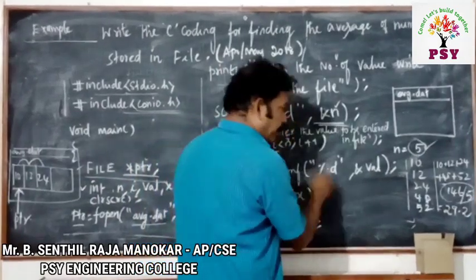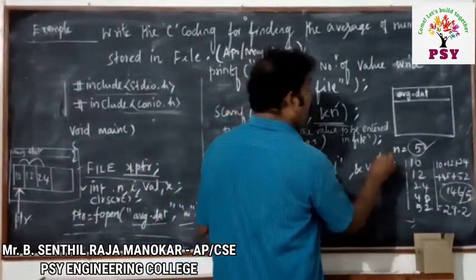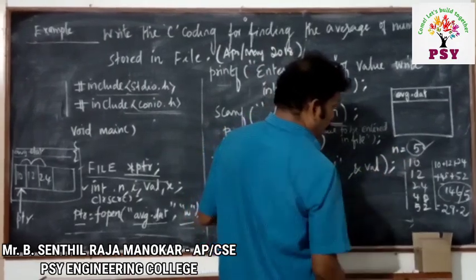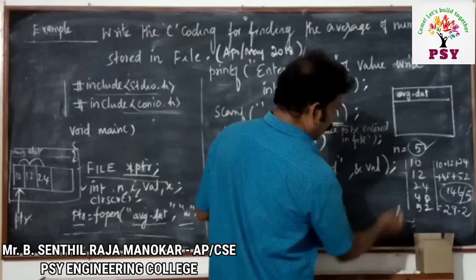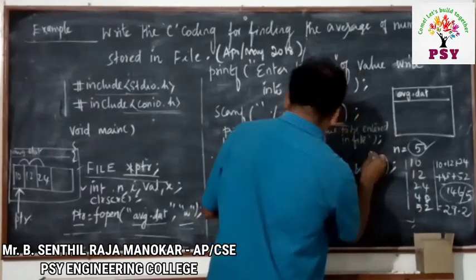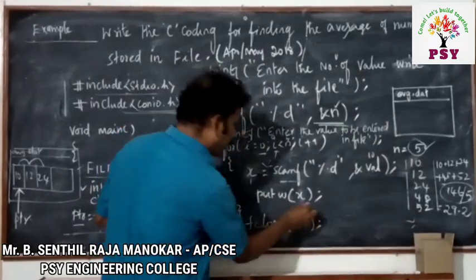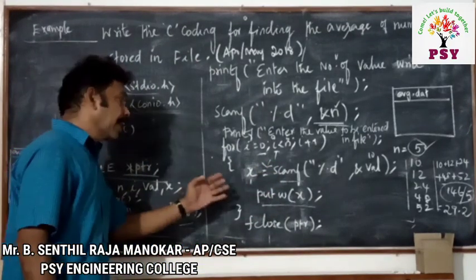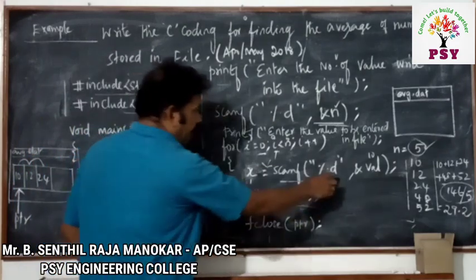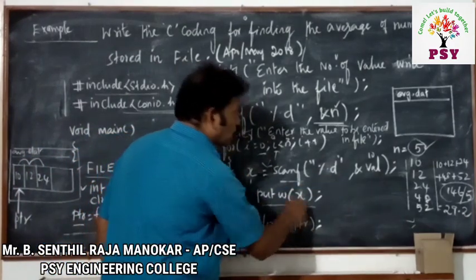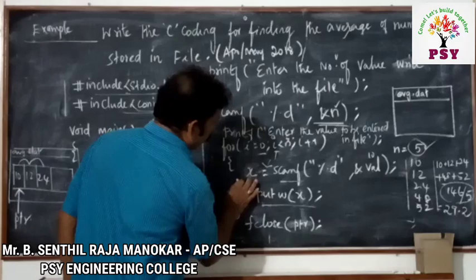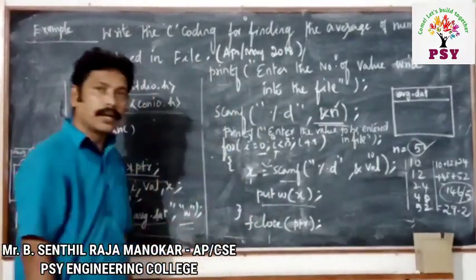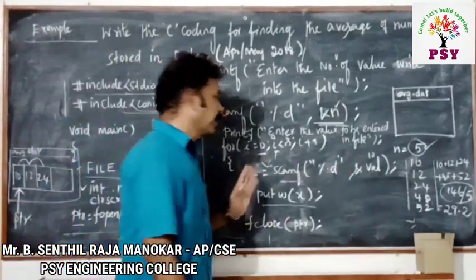So scanf %d, then the ampersand symbol of val. Val is a variable which holds the value. For example, 10 is going to be stored here in x, and that is going to be put with putw. One thing we can do is, after getting the value, i can be used here too. We don't want to use another variable; that is also possible. No problem at all. This way is also good because we don't want to get confused.